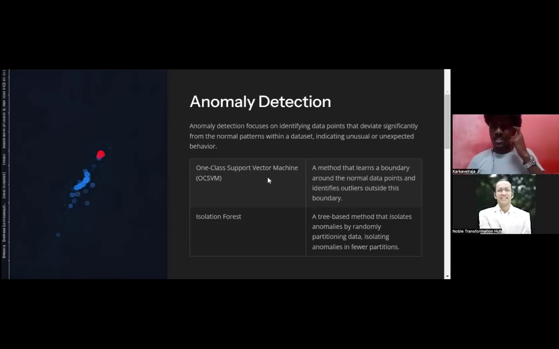Then isolation forest is a tree-based technique that isolates an anomaly by randomly partitioning data, isolating the anomaly in fewer partitions. We partition the data, and in each partition we find a data point which is outside the normal trend, and we isolate those data points. This is how we can eliminate or identify the anomalies present in the dataset. Hope you can understand.